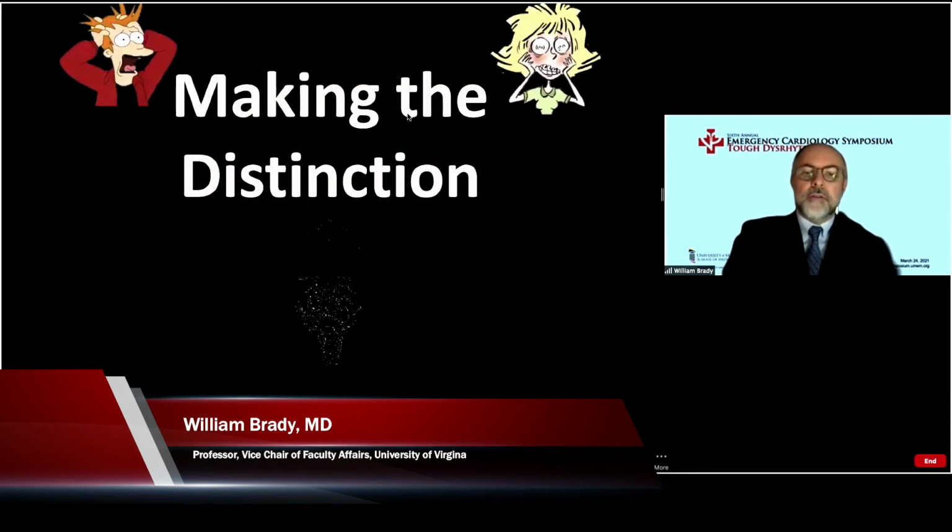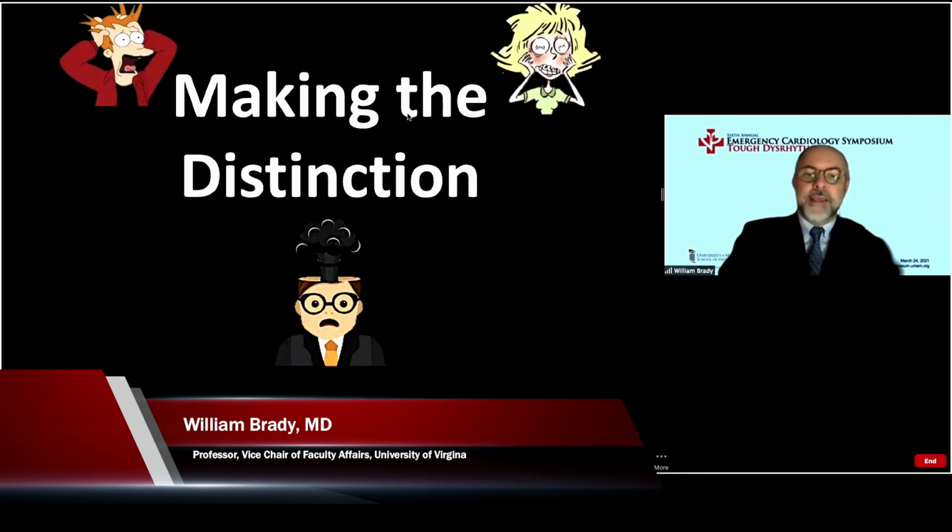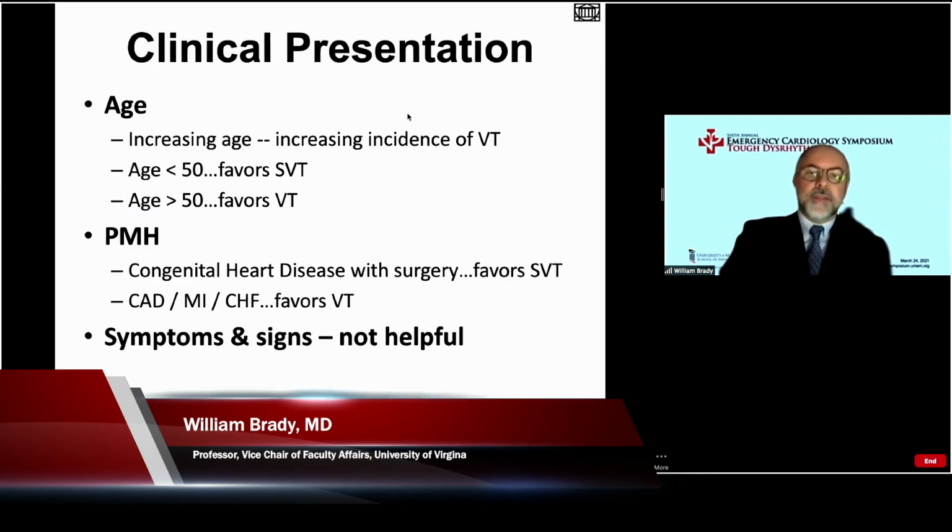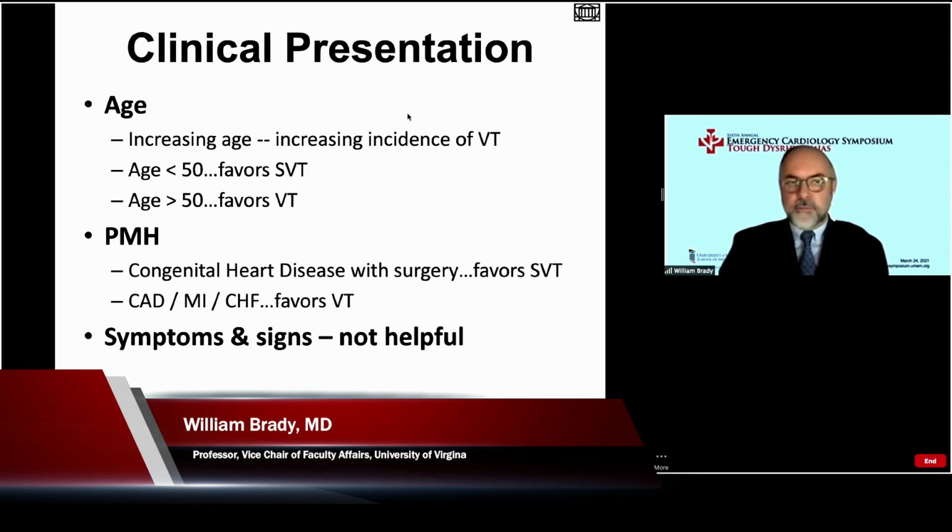So now let's move into making the distinction. Is this VT or is this an SVT with aberrant conduction? Clinical information is really helpful only in a secondary or maybe even tertiary sense. Okay. Increasing age in general is associated with increasing incidence of VT. But again, that doesn't mean that older people always have VT and younger people always have SVT with aberrant conduction.